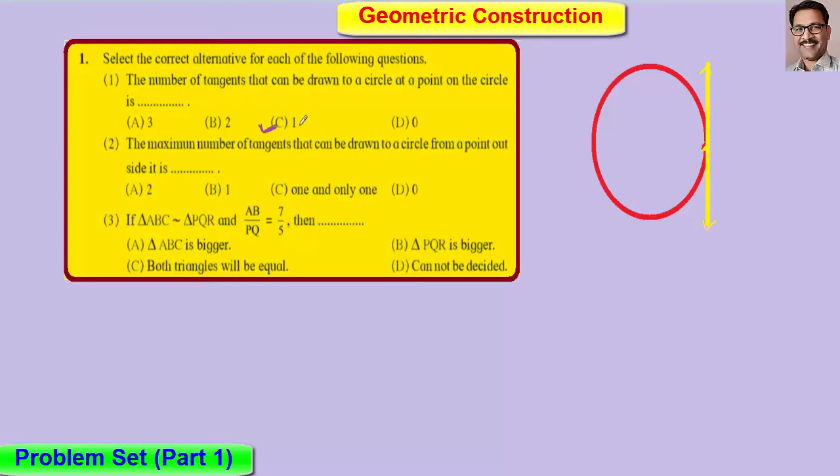Okay friends, now the maximum number of tangents that can be drawn to a circle from a point which is outside it. Again I will draw one circle here. Just look here, friends, like this. Now there is one point outside it, like this. Now look here, from this point how many tangents can we draw? Very simple part, this one. Look friends, here is one tangent from this point to this circle.